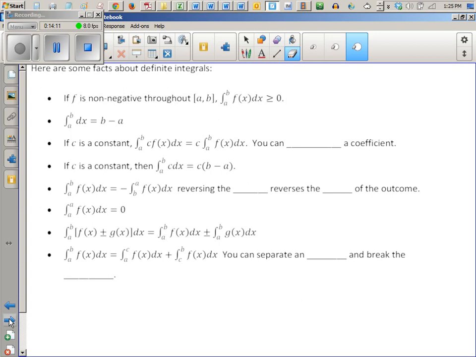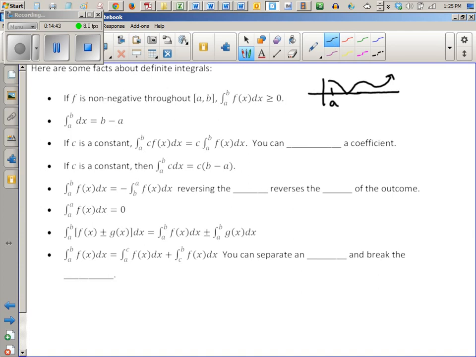Okay, so some of this looks crazy complicated, right? But it really is very simple, okay? So just bear with me and let's get through it. It says if f is non-negative throughout the interval from a to b, so what does that mean? It just means it never goes under the x-axis. So a non-negative function would be something like this. Maybe it hits the axis, you know, but it never goes negative. It never goes under.